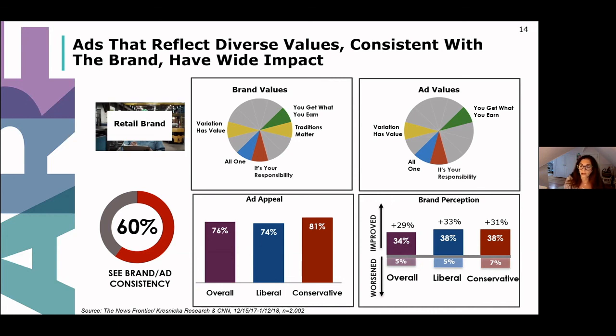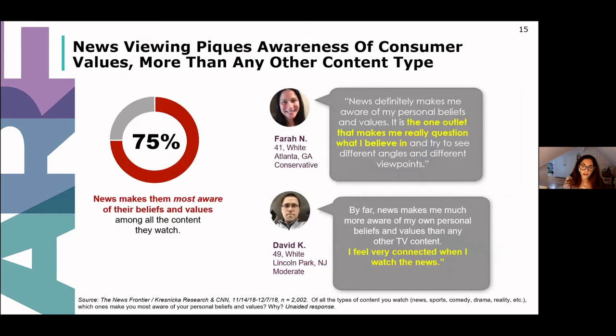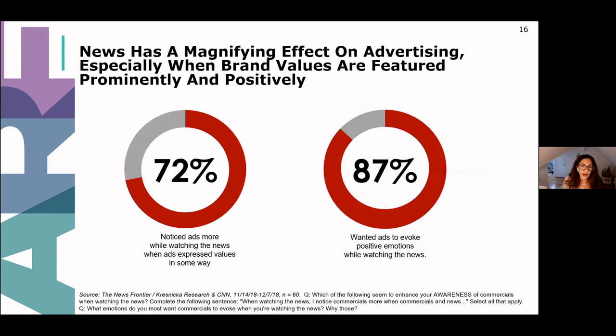What happens when news enters the mix? How does that work? So during news viewing, consumers are more connected and reflective and frankly self-aware. Their values and beliefs are being triggered more than with any other content genre. 75% of people feel that way. You kind of think of it as values are on the surface. They're wearing them on their sleeves. And as a result, news actually has a magnifying effect on the advertising, where consumers are recognizing their values too and appreciate when they are positioned in a positive way.